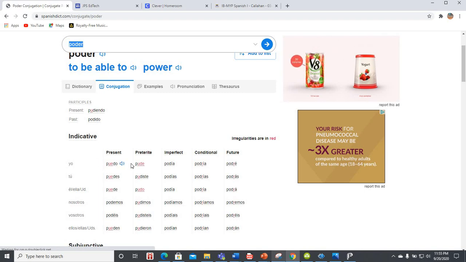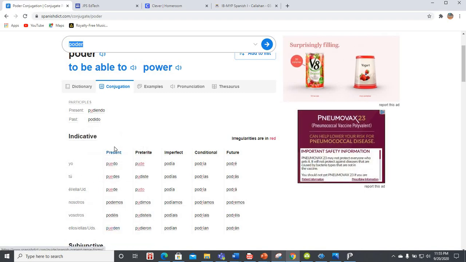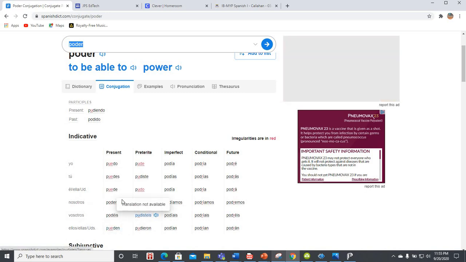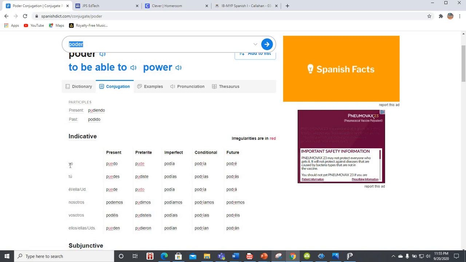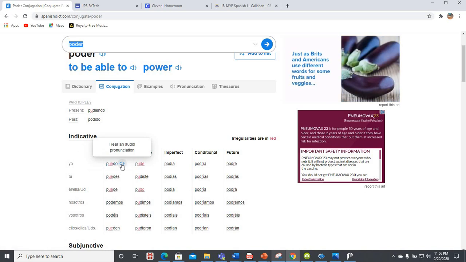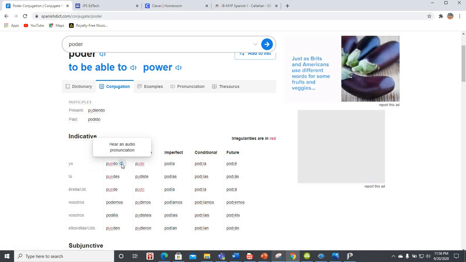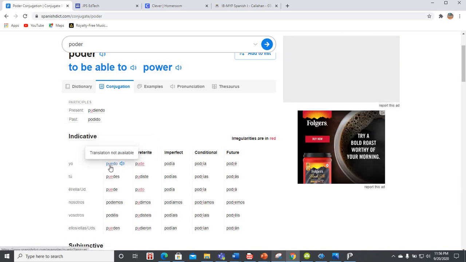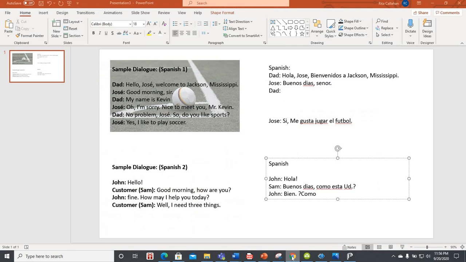So I'm going to concentrate on present tense. Ms. Callahan would like us to stay using either the present tense or the past tense for our dialogues and our conversations. So it's I, which is yo. So this is going to be the form I use. Puedo. Let me hear how it's pronounced. Puedo. Okay. So now it's going to be spelled P-U-E-D-O. Cómo puedo.